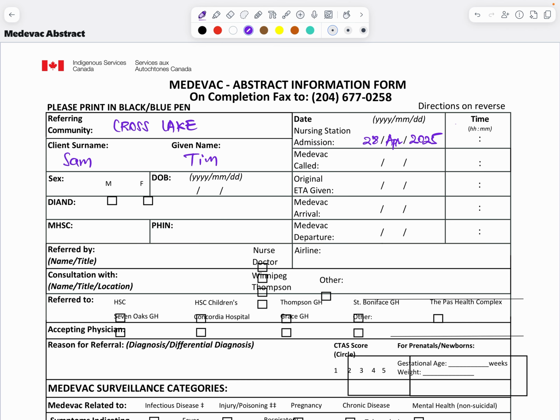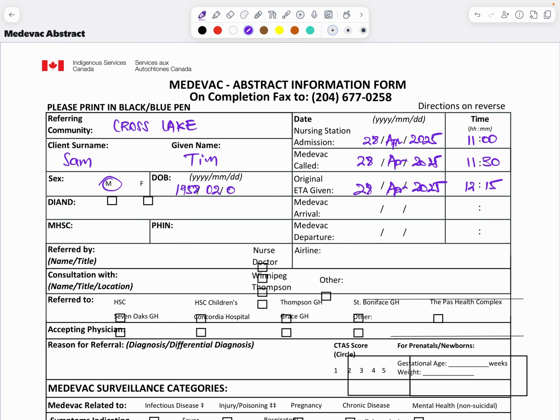2025, and they got to us at 11 a.m. Right, we called Medevac, let's say at 11:30. All right, and the original ETA we were given was 12:15. Right, and all of this is happening on the same date, 28th of April, 2025. Wonderful. Now, this is a gentleman, and his date of birth is 58. Oh my gosh. Let's make this 1958 just for the sake of numbers.